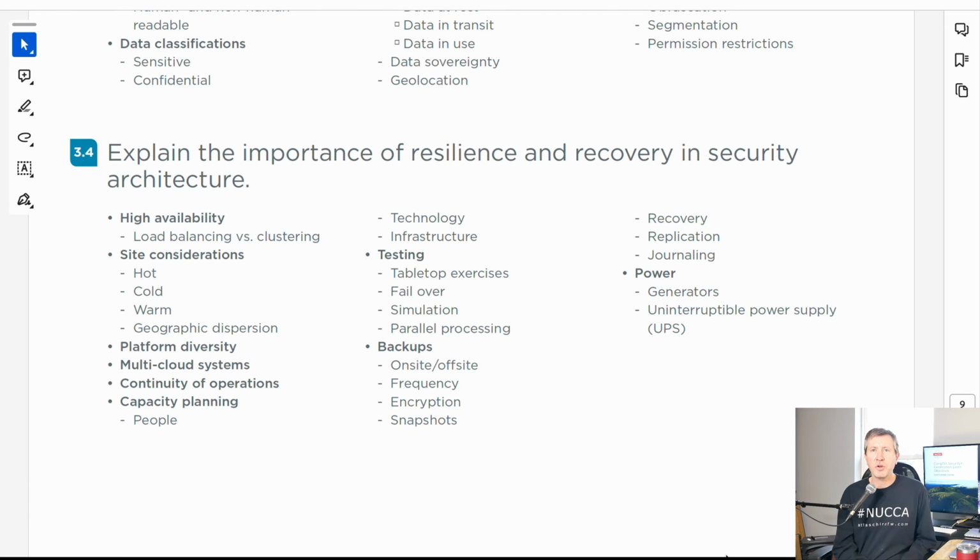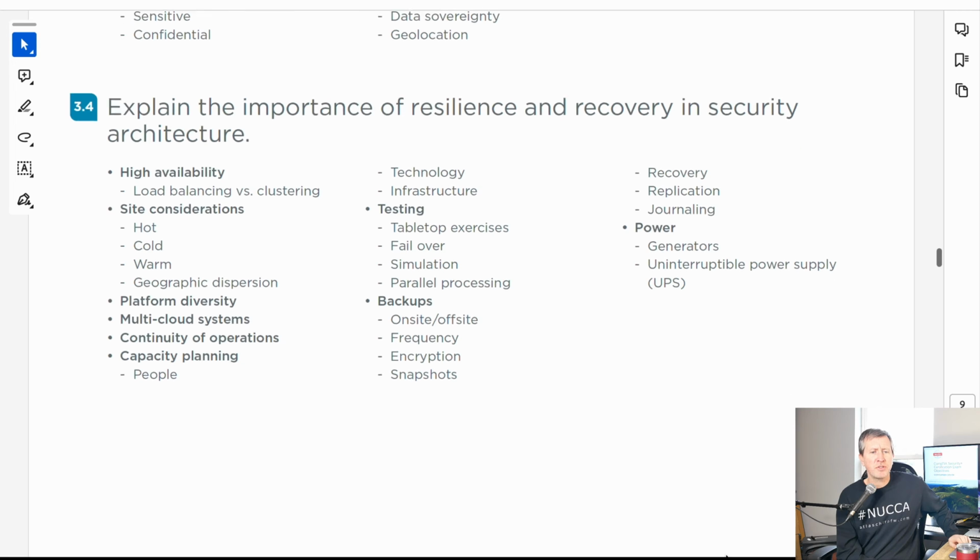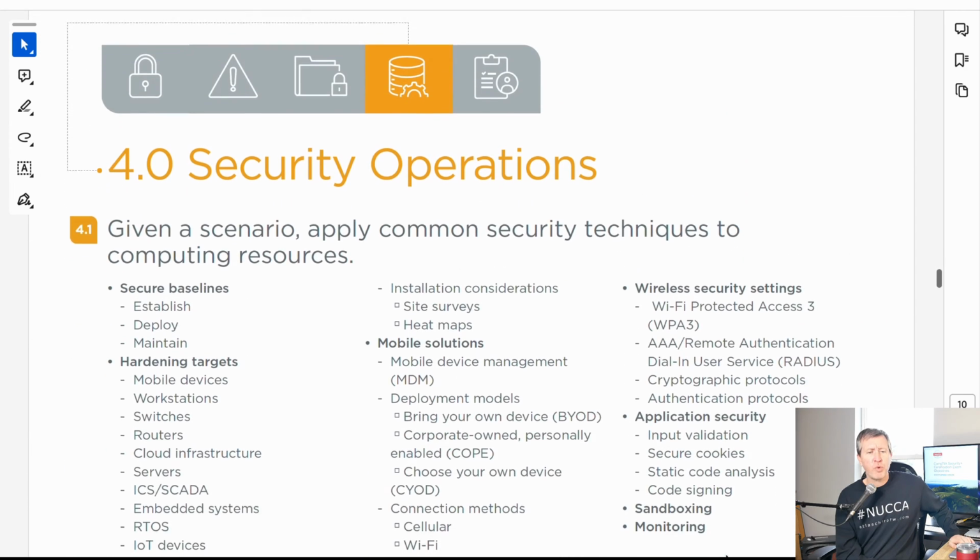But as I mentioned earlier, everything fails all the time. You never know when the system's going to fail because of natural disaster or an attack or even just fiber being cut by a construction crew right down the road. So let's go ahead and keep on moving here to domain 4.0.